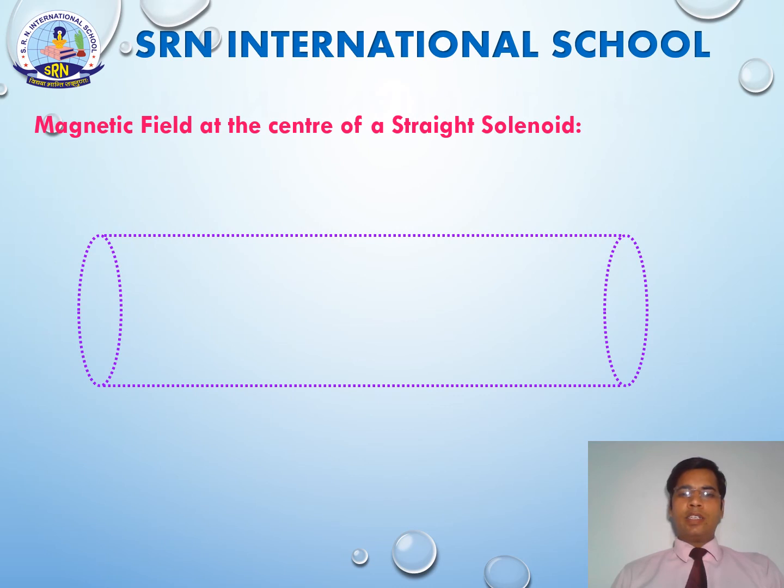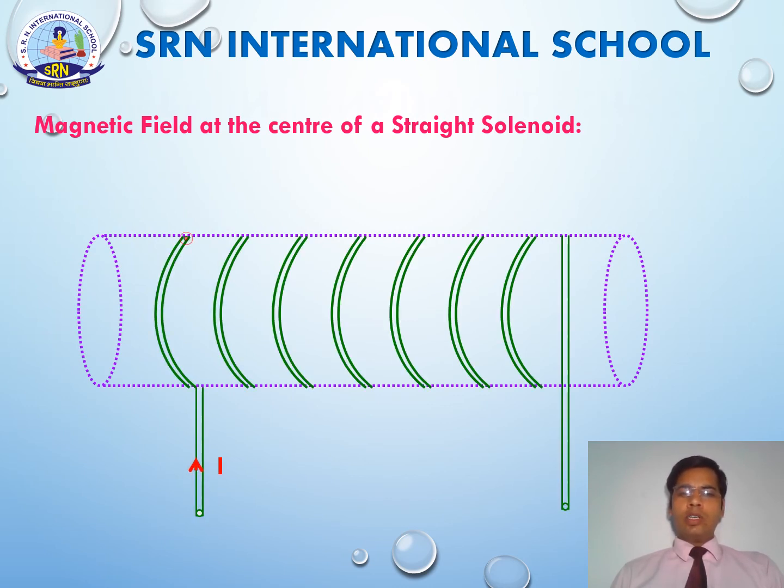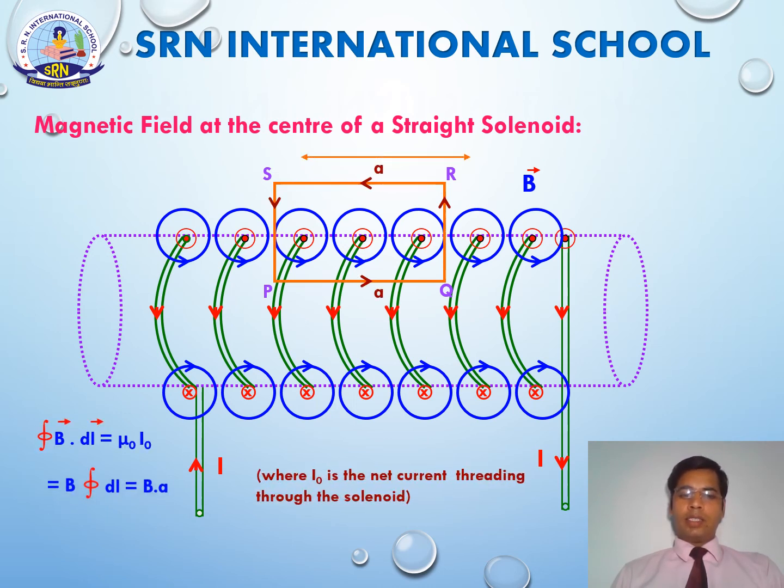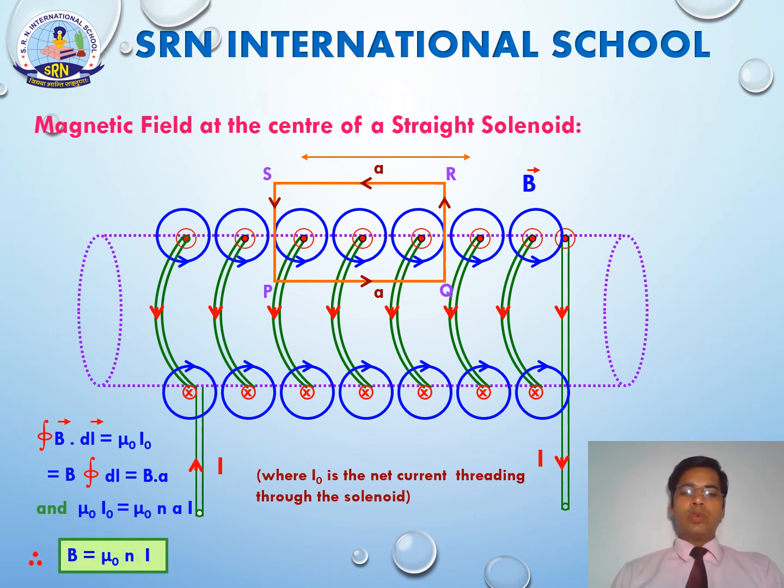Magnetic field at the center of a straight solenoid. A solenoid means insulated copper wire wound closely in the form of a helix. Now let us take a rectangular path PQRS. By the help of Ampere circuital law, the integration of B·dl is equal to μ₀I. By applying this rule, we get the magnetic field at the center of the straight solenoid as B is equal to μ₀nI.